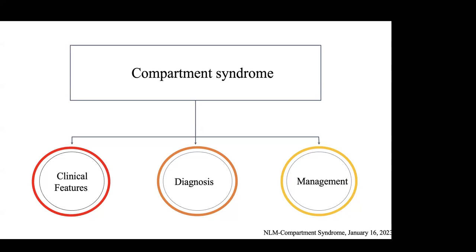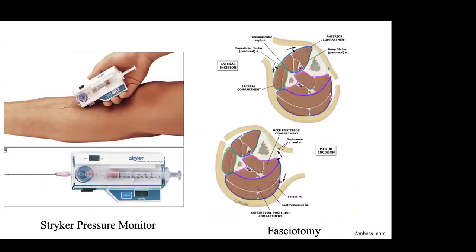The one other technique is that you can use devices to measure the pressure. One such device is the Stryker pressure monitor. We basically insert the needle directly into the muscle, and the device will help in measuring the pressure inside the compartment.